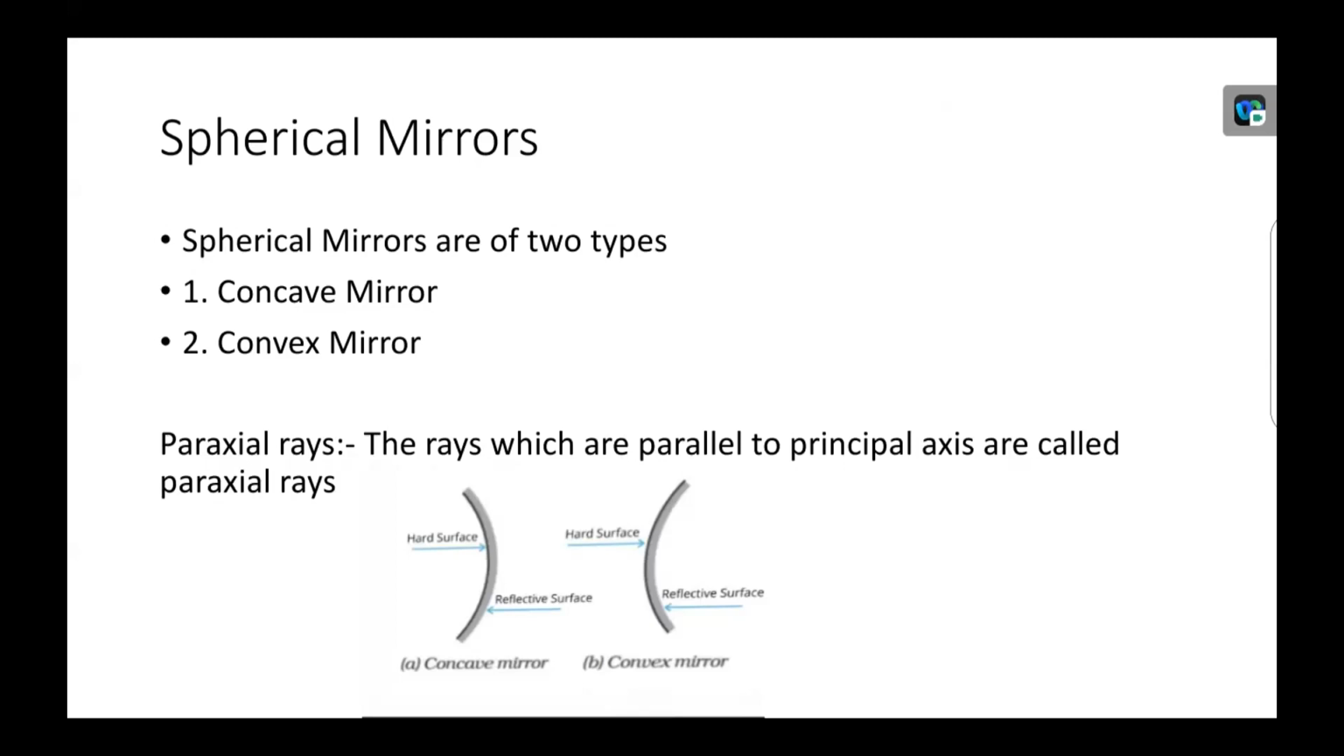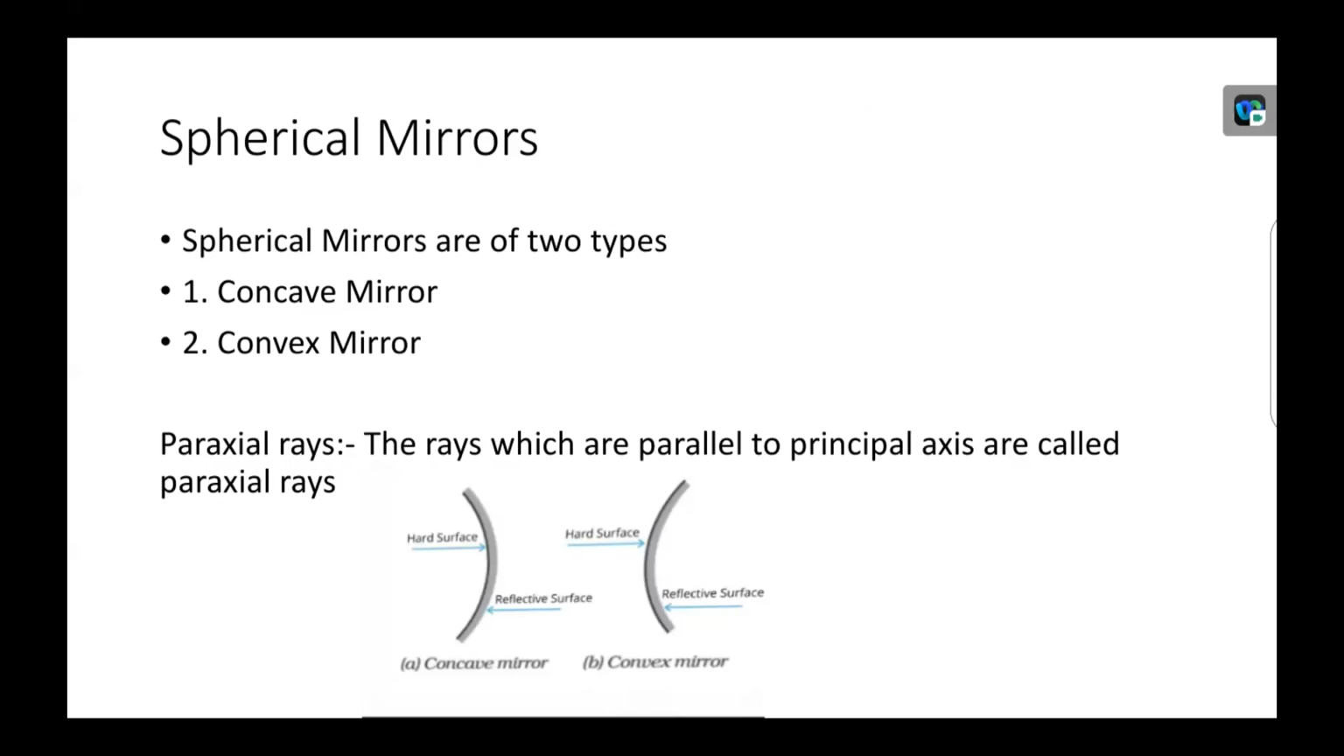Good afternoon, children. Today we are going to discuss, in the second chapter, ray optics and optical instruments: the focal length of spherical mirrors and the derivation of the mirror formula. These two topics we are going to discuss today. Before starting the actual topic, the derivation for the focal length of a spherical mirror, madam already taught in the Saturday class a brief introduction about ray optics, and explained clearly about types of mirrors and sign conventions.